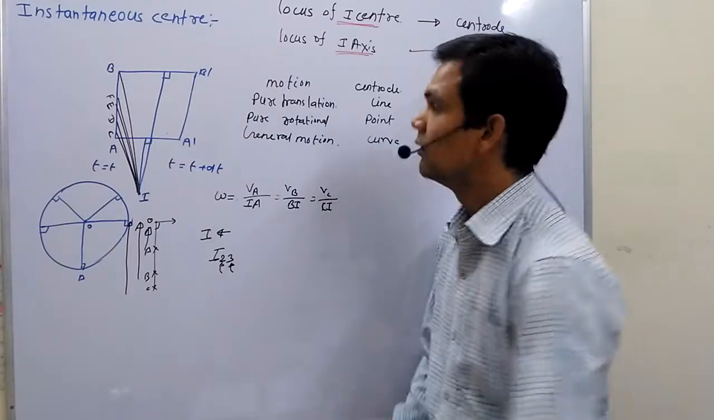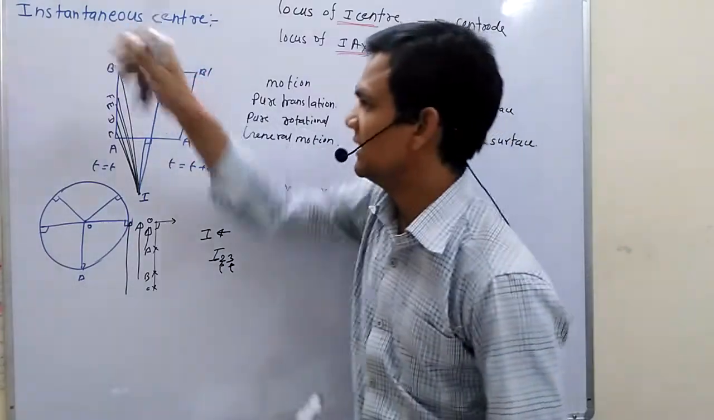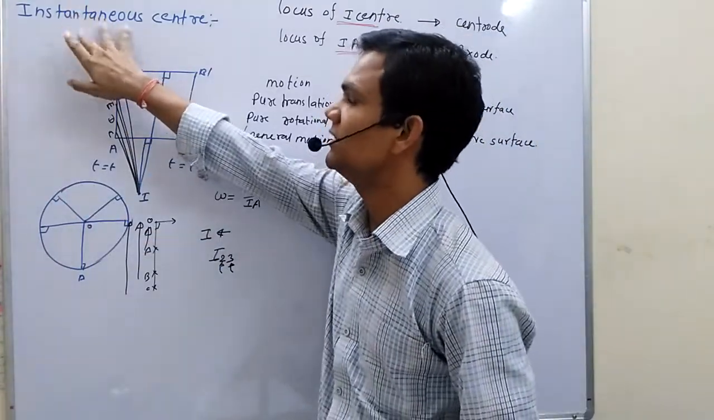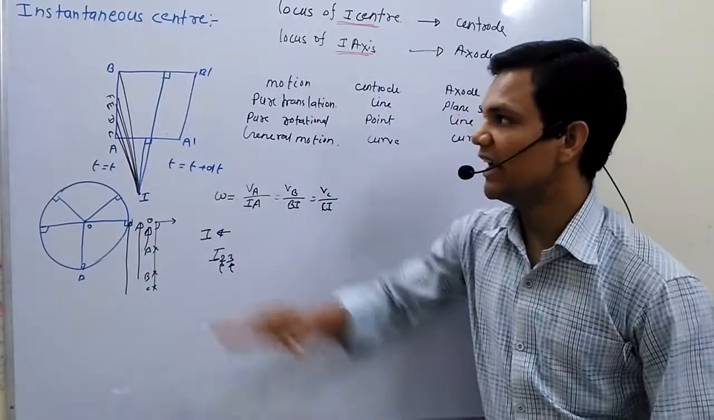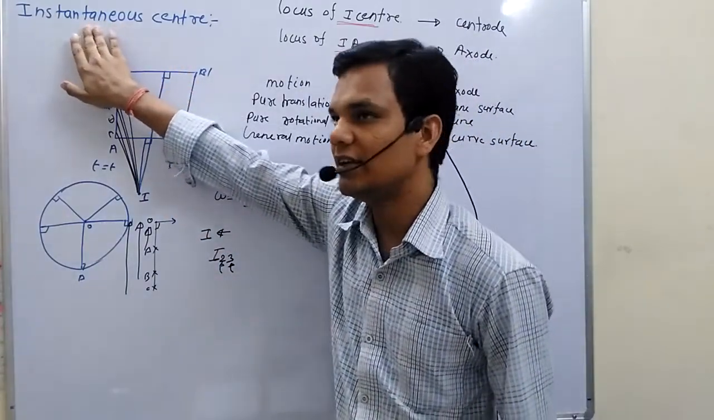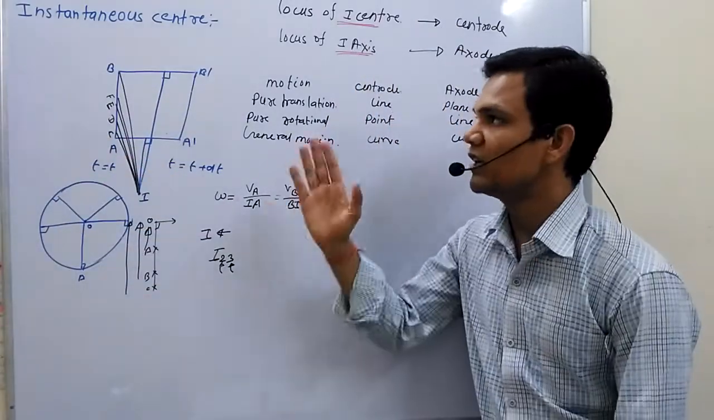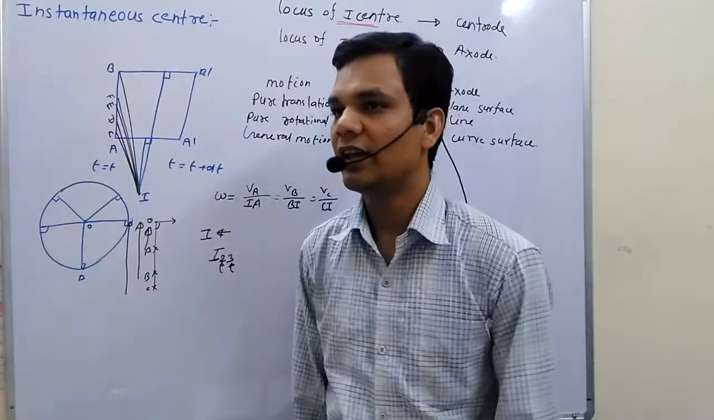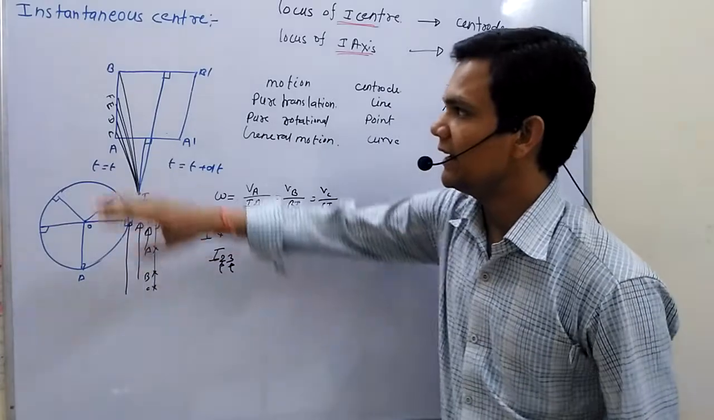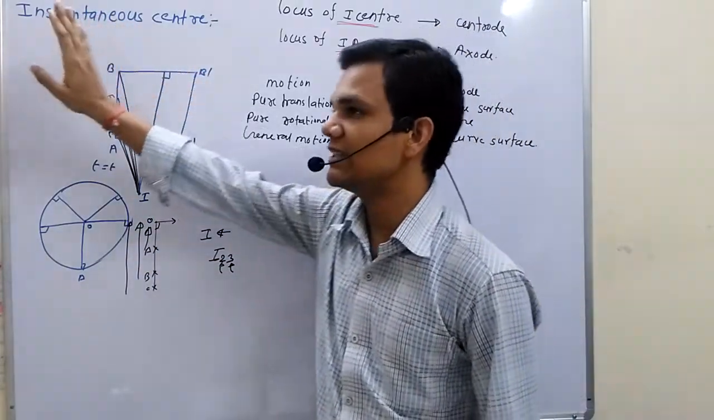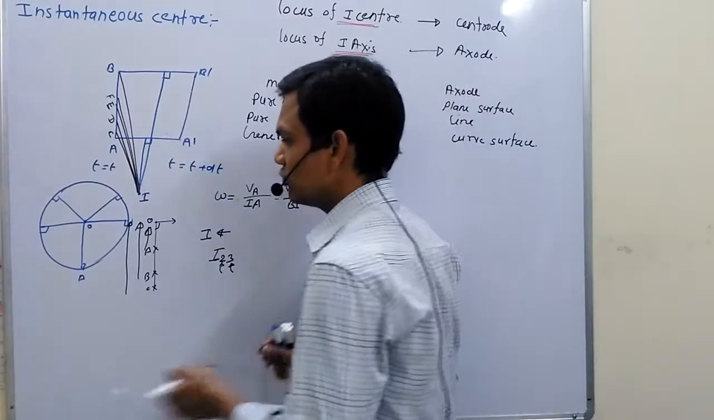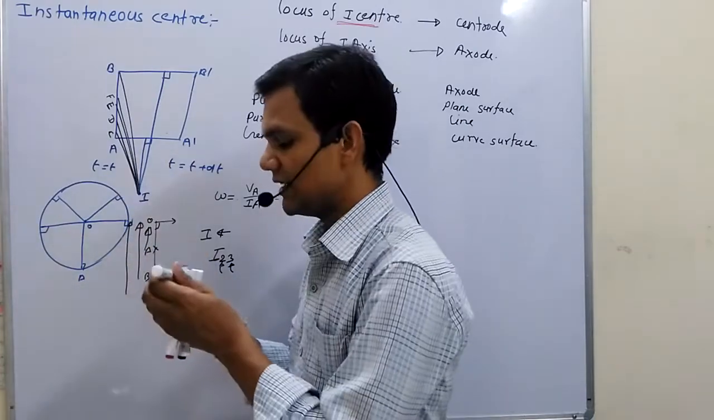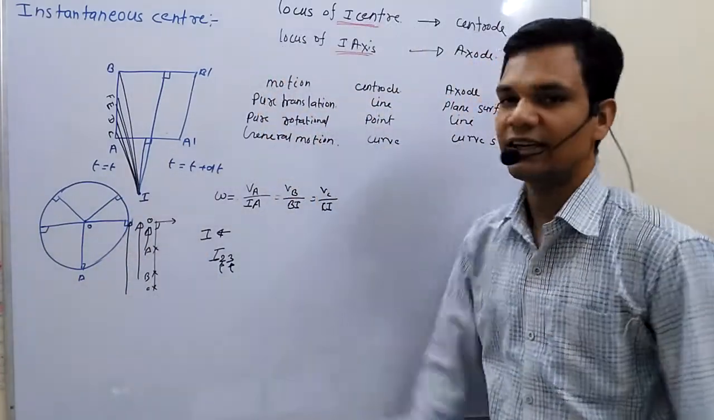Now this is about instantaneous center. I will repeat the definition of instantaneous center. In general, in any mechanism, any link is neither in pure rotational motion nor in pure translational motion; it is a combination of rotational and translational motion, and this motion is called general motion. At any instant, any link can be said to be in pure rotational motion with respect to some point in space, and this point in space is known as our instantaneous center. So this is our instantaneous center. Thank you.